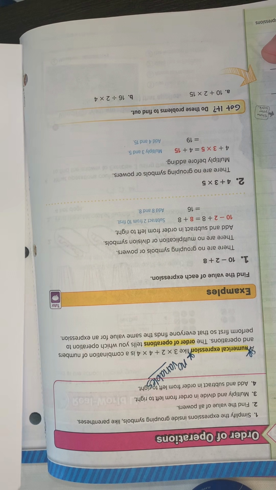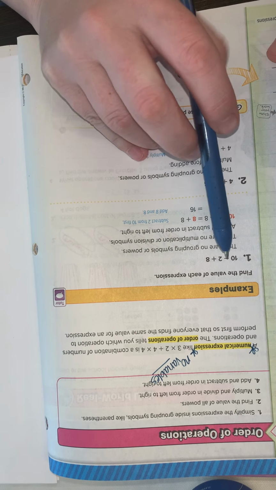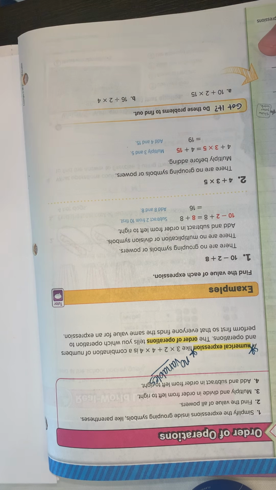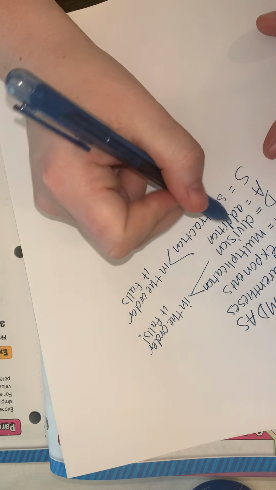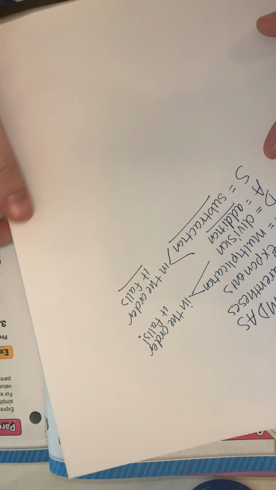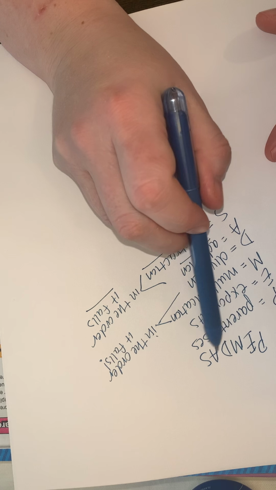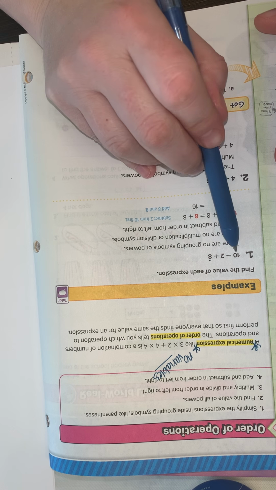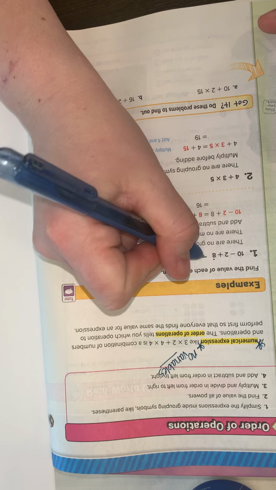Okay, so let's look at our book. They're going to start with some simple expressions. So on number 1, it says 10 minus 2 plus 8. Now remember what I said about addition and subtraction in the order that it falls. Just because in this it says addition then subtraction, that's not what it means. It means in the order that it falls. So 10 minus 2 plus 8. We're going to do 10 minus 2.